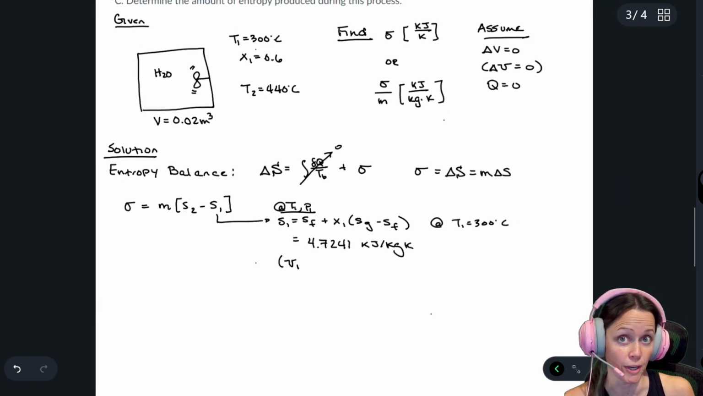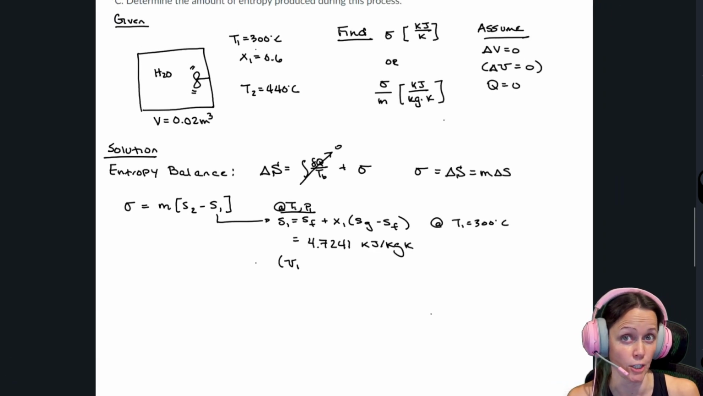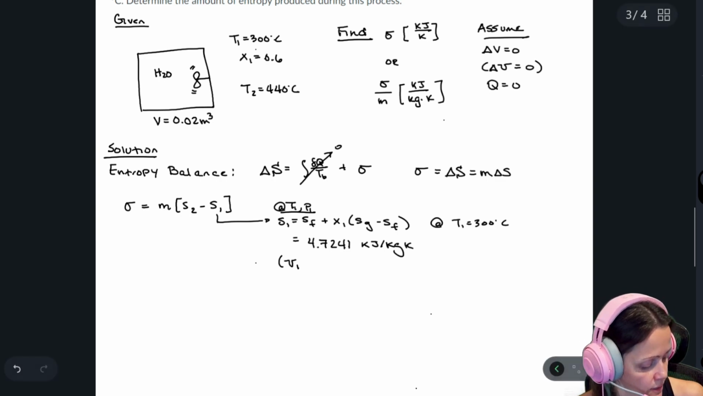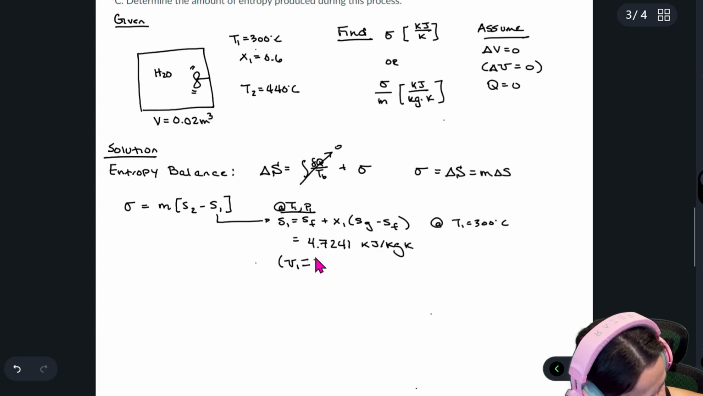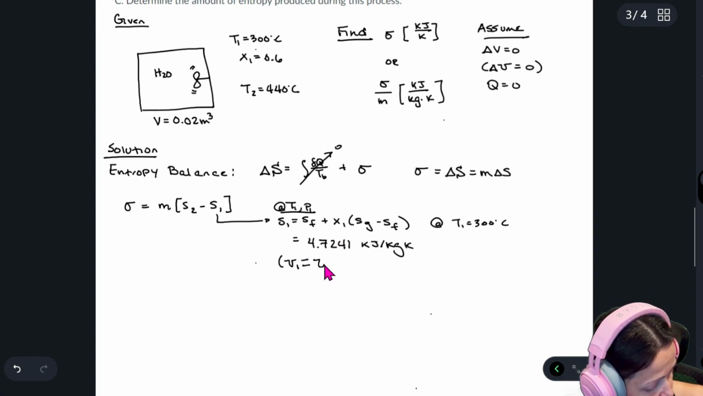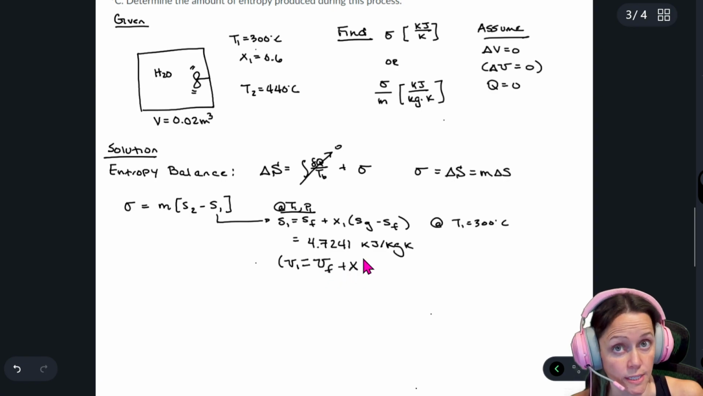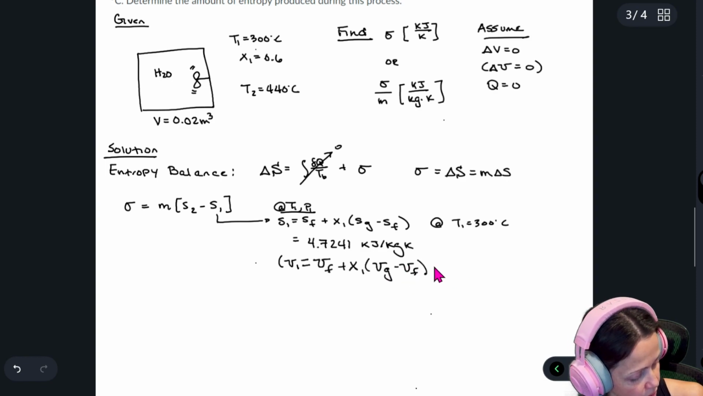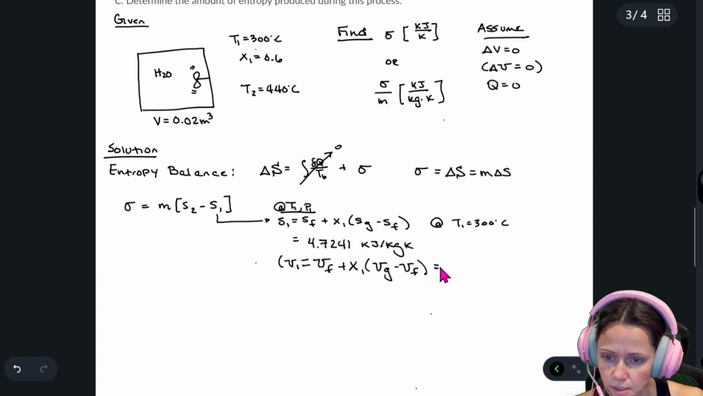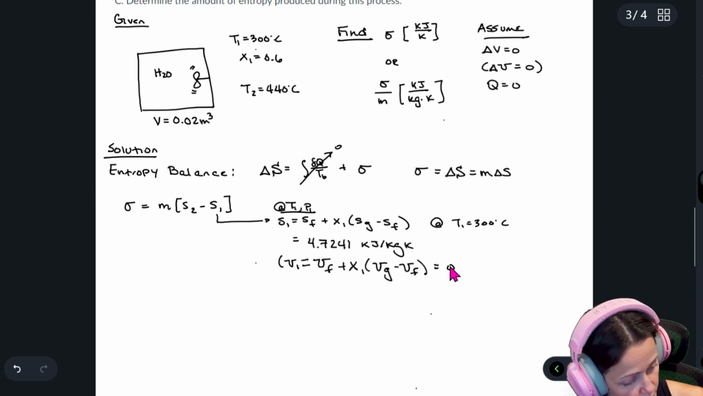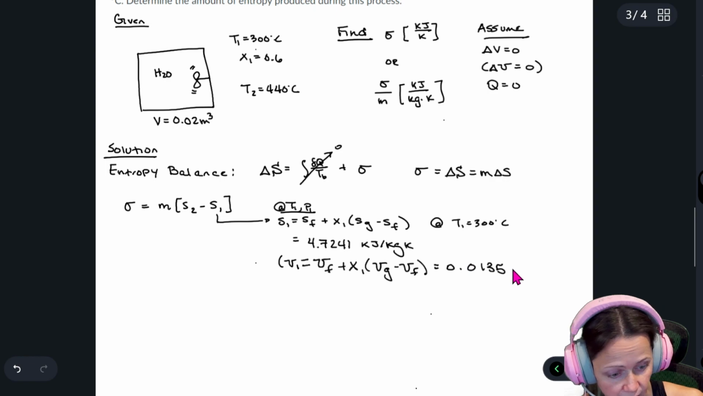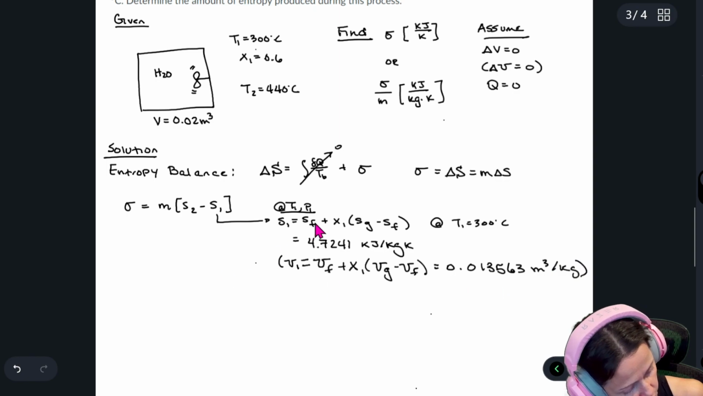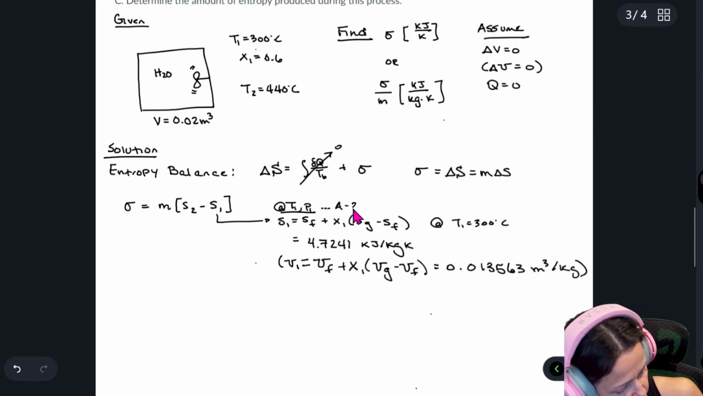But I am also going to need to get my specific volume because that's what I need to fix state 2. I know T2, but I need some other property. And the fact that they told us that it is a rigid tank indicates to me that I've got constant specific volume. So our specific volume is going to be V sub F plus our quality, 0.6, times V sub G minus V sub F. Let's see what this ends up being. This is 0.01353 meters cubed per kilogram. Again, for this, you're going to be looking in table A2.